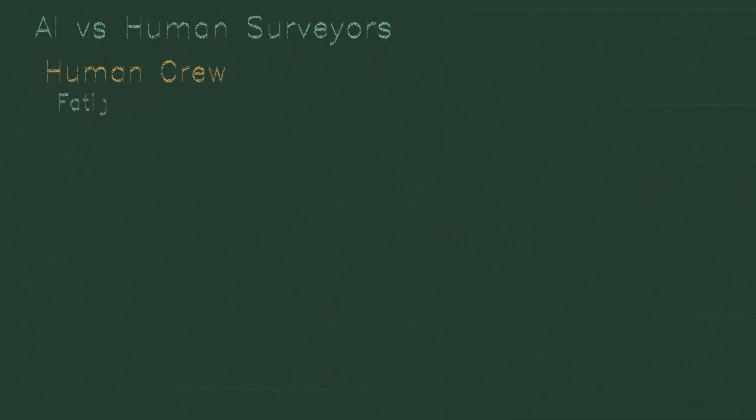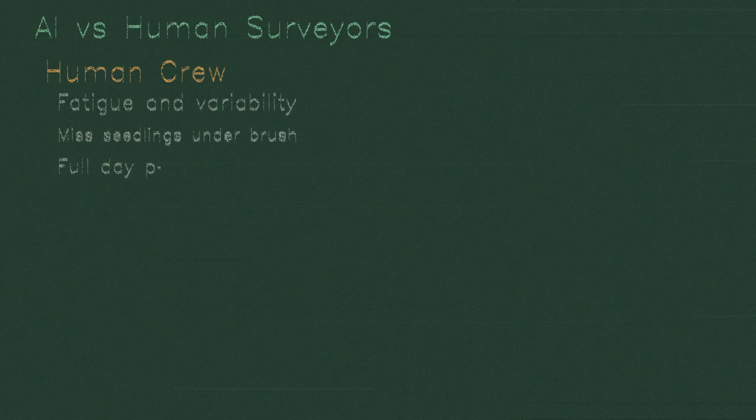99.5%. That is better than a human crew walking a transect would achieve. It almost certainly is. Human counters in stocking surveys have inherent variability. They get tired, they miss seedlings hidden under brush, they have different counting methodologies. The AI is consistent. It processes every pixel the same way every time. And the drone can cover a 20-hectare cut block in about 30 minutes of flight time, compared to a full day of walking for a field crew.